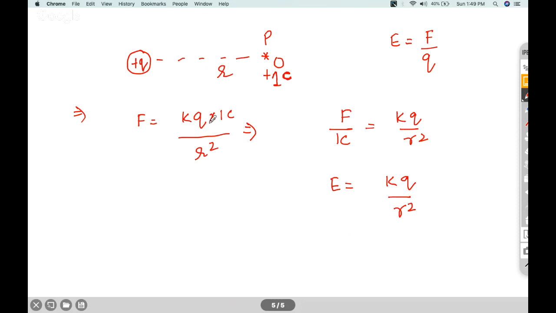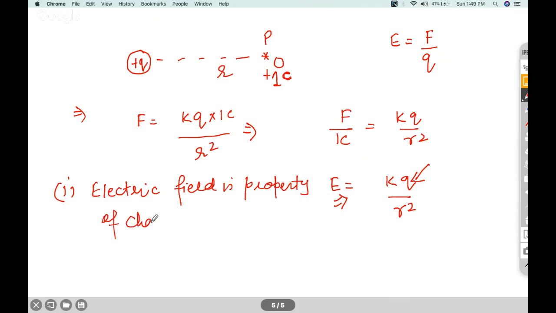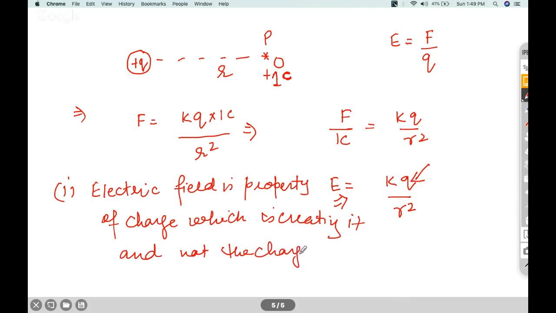Now, before I explain it with a non-unit charge, let me tell you what this q is. This q is the charge because of which I want to know the magnitude of the electric field. So electric field is a property of the charge which is creating it, not the property of the charge on which it is exerting the force. Try to understand, I'm trying to tell you electric field is a property of the charge which is creating it, and not the charge on which the force is getting applied.